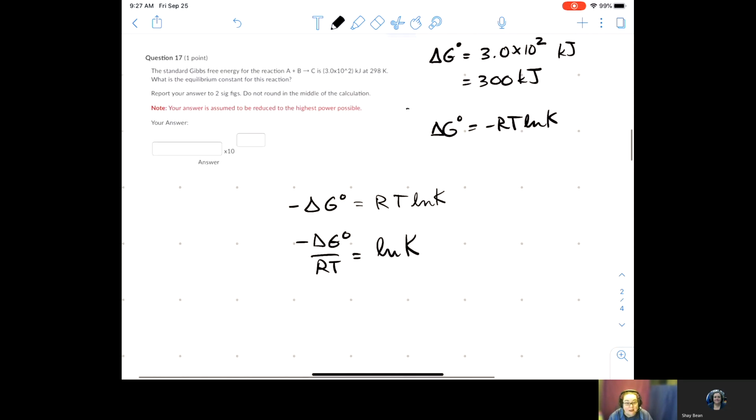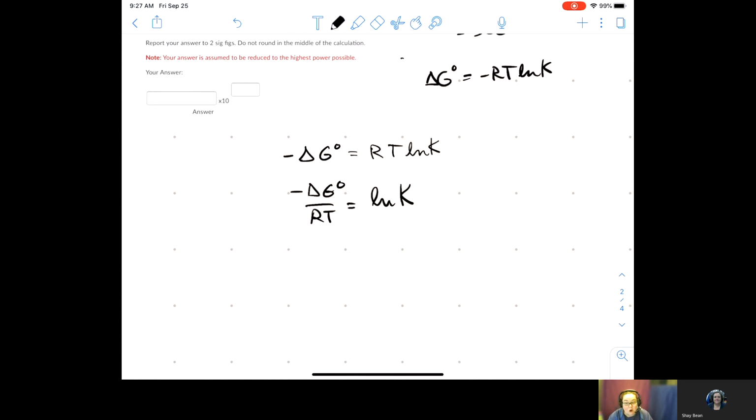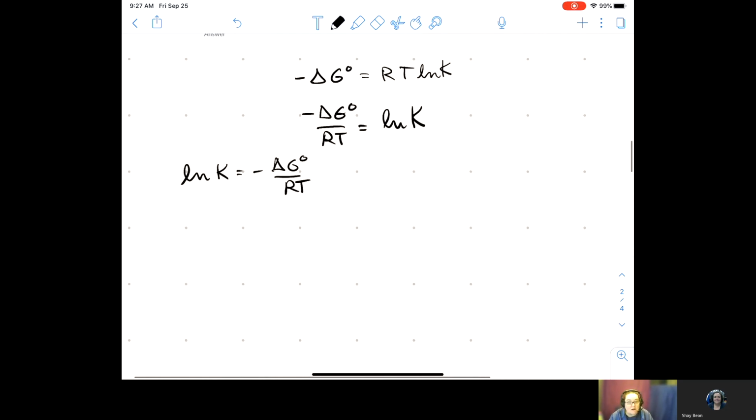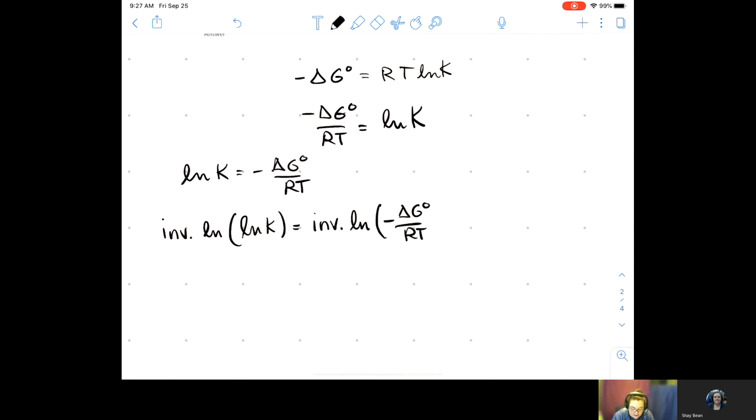I am trying to solve for k, and it's inside a log. To get rid of the log, or to undo the log, I have to take the inverse log of both sides. I'm going to rewrite this first, just because this is typically how we solve equations. I'm going to write the log k on the left. I'm trying to solve for k, so I'm going to take the inverse natural log of the log of k and the inverse natural log of minus delta G over RT. The inverse natural log of a log just gets you what's inside that log.